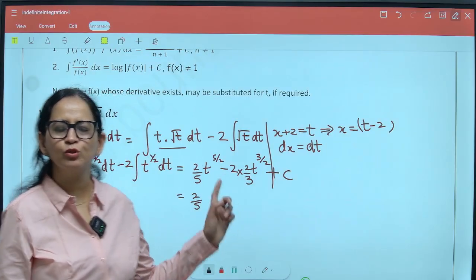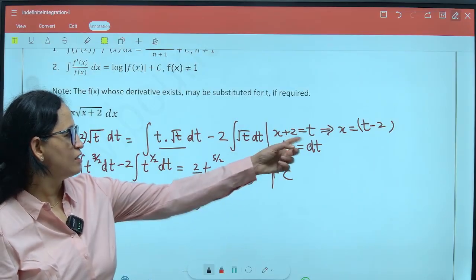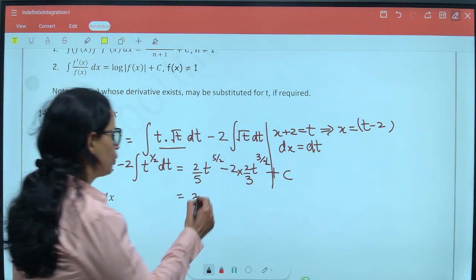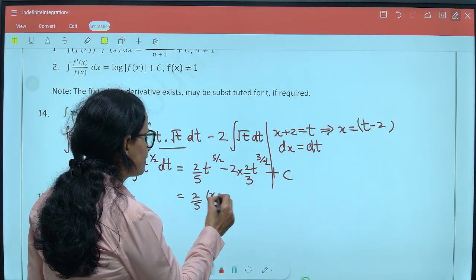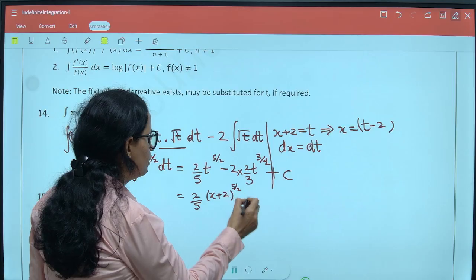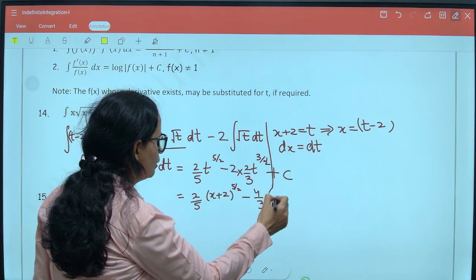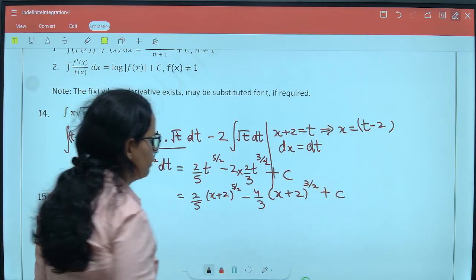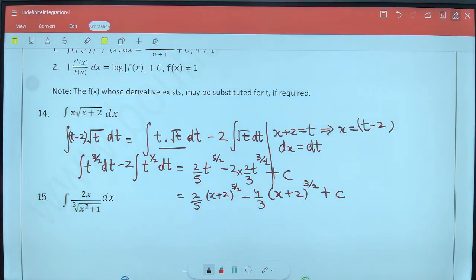In the answer you should not leave it in the form of t. You have to replace t with x plus 2 back because the question had x, not t. So it is going to be 2 by 5 (x plus 2) to the power of 5 by 2 minus 4 by 3 (x plus 2) to the power of 3 by 2 plus the constant of integration. So this is your final answer. Clear? So you have to select which function can be substituted for t, replace it in the original function and integrate it. Right?